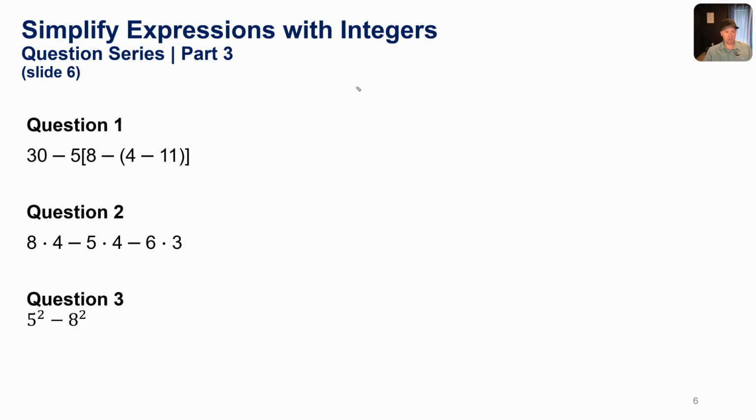Looking at question 3 then, we have 5 squared minus 8 squared. So remember with exponents, this is repeated multiplication. If I was to expand this out, this would be 5 times 5 minus 8 times 8. So 5 times 5 is 25 minus 8 times 8, which is 64.